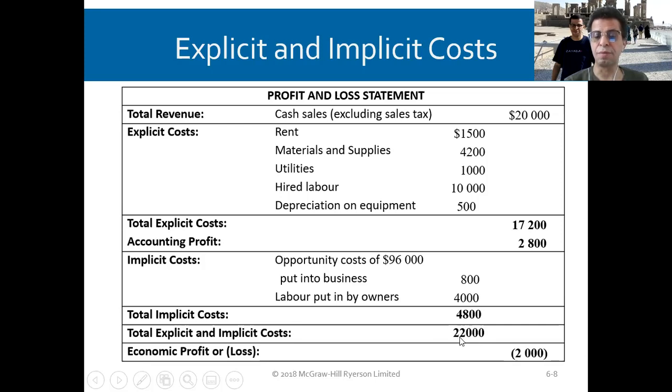cost becomes 22,000, and you made 20,000, so you lost 2,000. So the economic approach is that you're losing $2,000 because you're calculating everything, including the implicit cost. You don't pay it to a third party, you use it there.